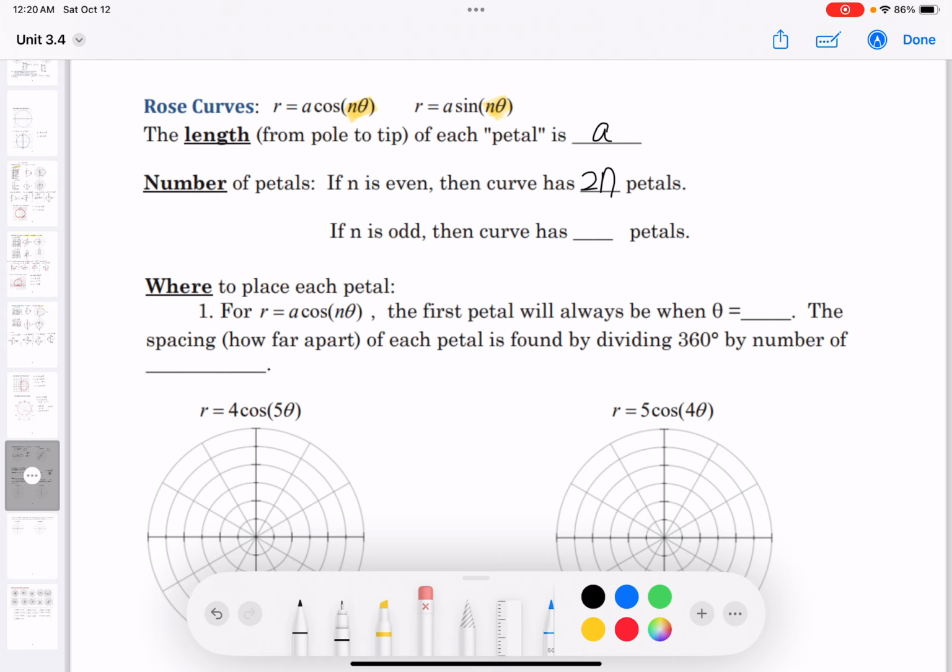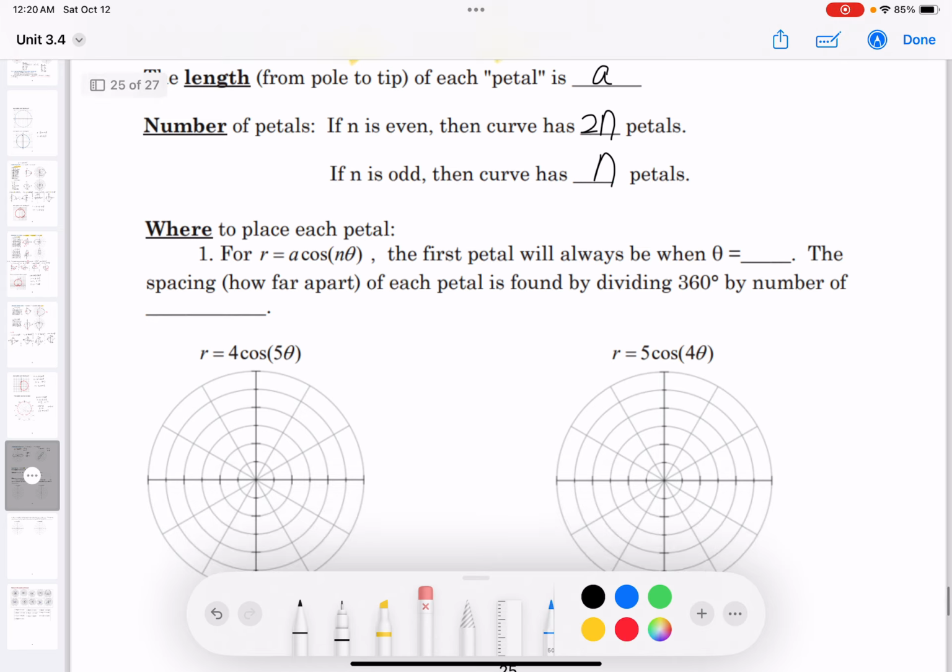Okay, if n is an odd number, the curve has n petals. So it's normal if n is an odd number. For example, r is equal to a times cosine 3 theta. That means we only have 3 petals like this. A 3-petal flower.